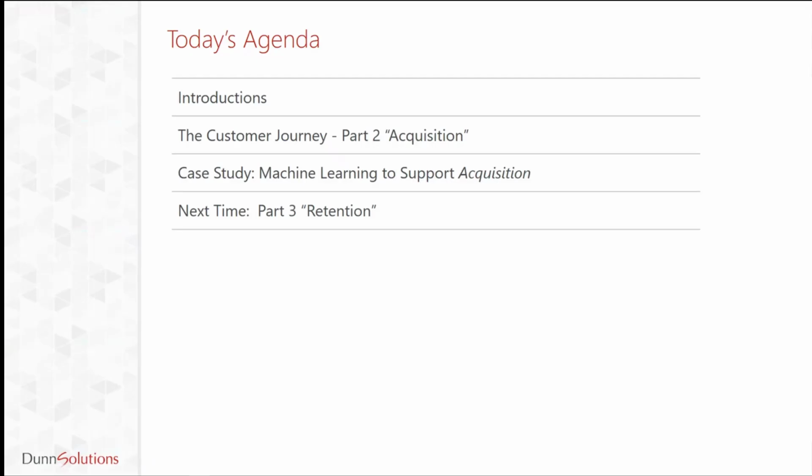For today's agenda, we'll have a brief round of introductions about who we are and what we do, and then we'll talk about the acquisition phase of the customer journey and how machine learning can help us acquire new clients. I will give a practical example of machine learning used to maximize the number of new acquisitions by using a case study from one of our clients. And finally, I will briefly introduce part 3 of this series.